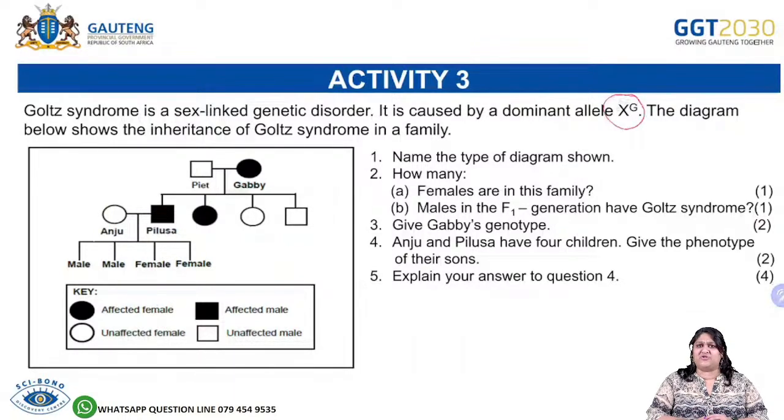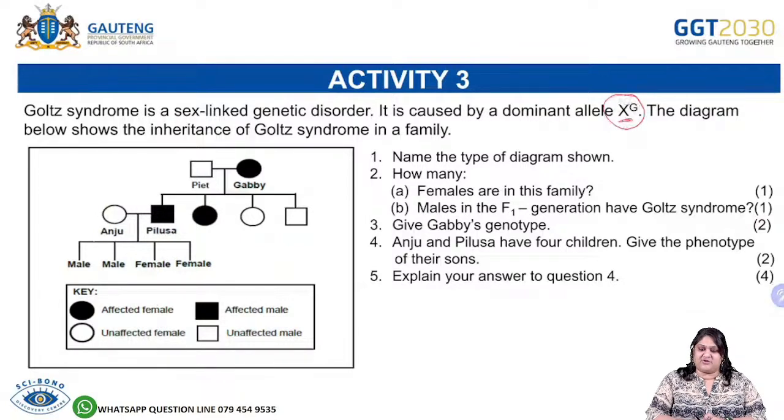And I also want to remind you that when it comes to sex-linked inheritance, the allele is carried on the X chromosome. The X chromosome is not the allele. Okay, the allele for that particular trait or disorder is carried on the X chromosome. So that is how we write it. Okay, so it's a dominant allele, that's why we have a capital G, and it's caused by the dominant allele. The diagram below shows the inheritance of Galt's syndrome in a family.